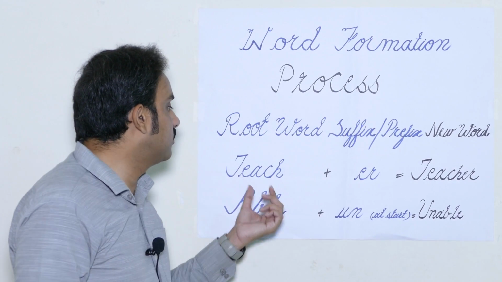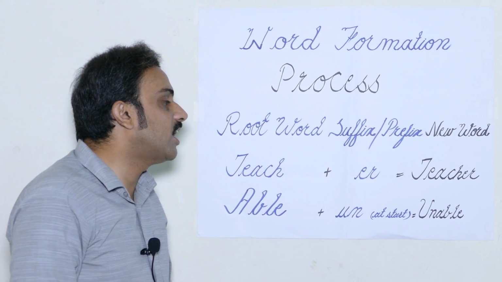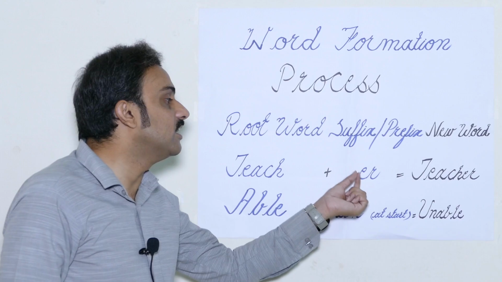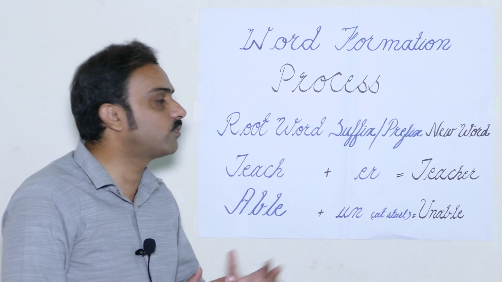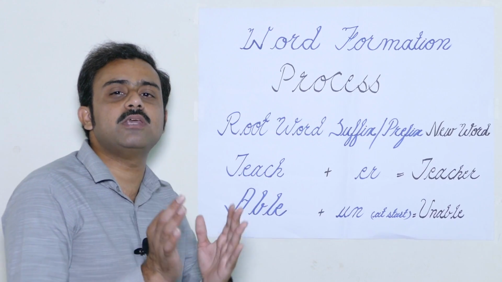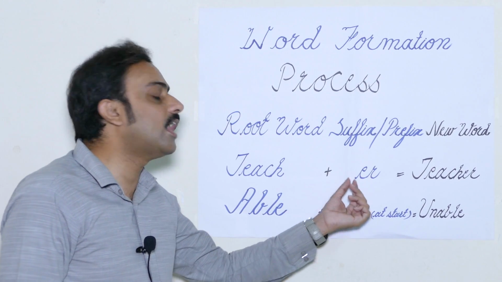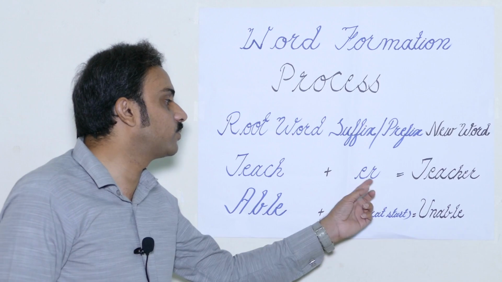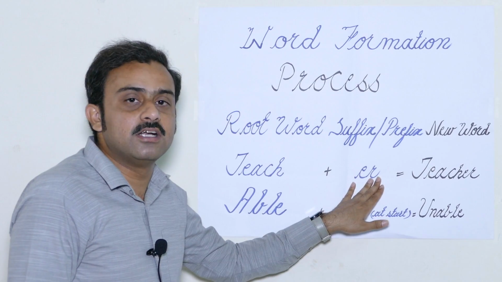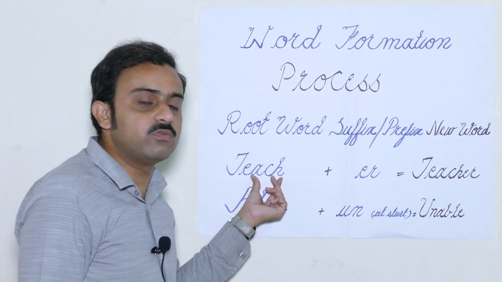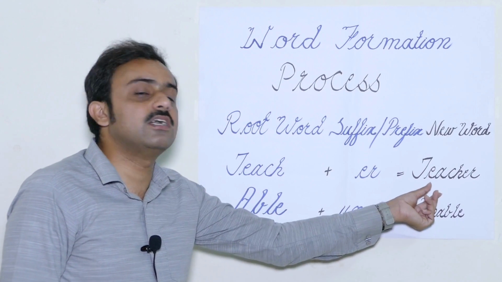So the main word or root word we have is teach, T-E-A-C-H, and I add the suffix er to teach. It becomes teacher. So what is a suffix? A suffix is a minimal, meaningful grammatical unit which is added at the end of the root word. So this is a morpheme. If I don't have the root word, it doesn't mean anything. But if we have the root word and we add this suffix to it, then it gives meaning.